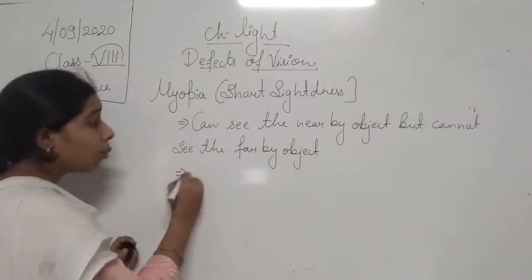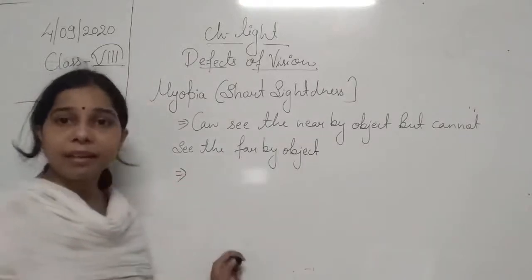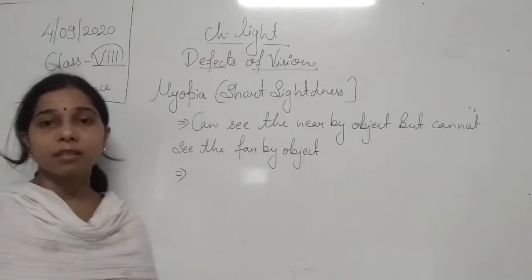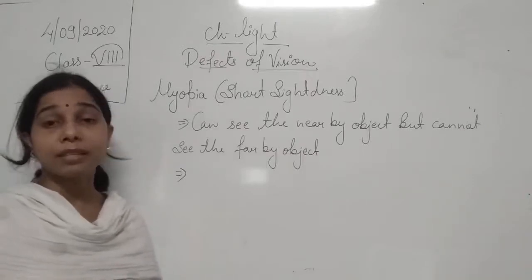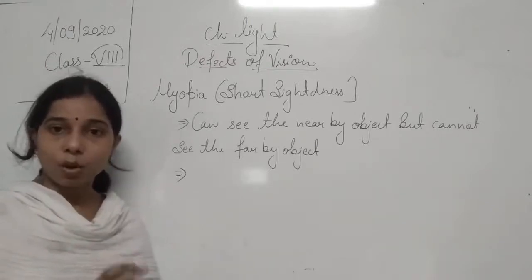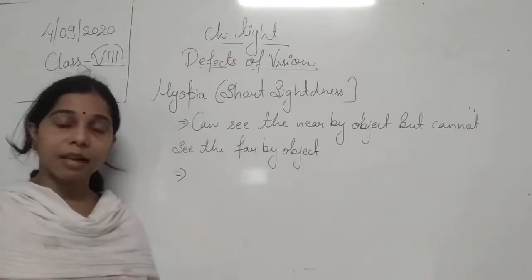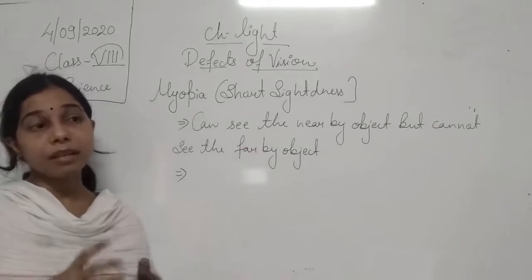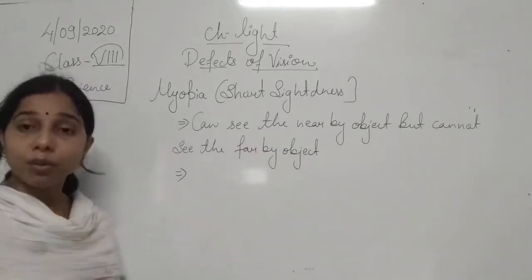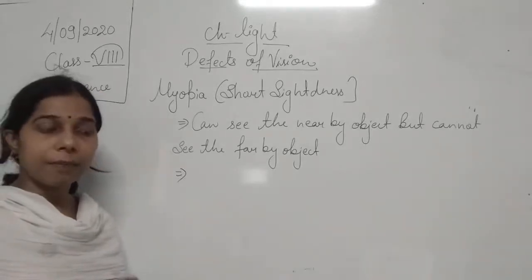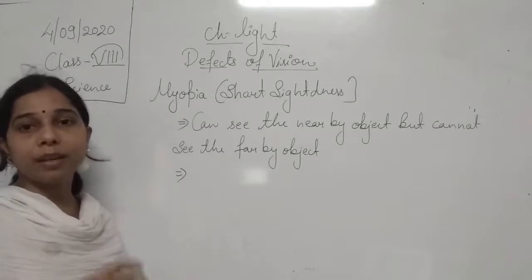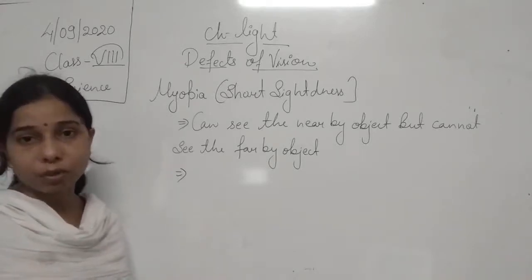Now basically why does it happen, students? It happens because of the ciliary muscles. The ciliary muscles which are present in our eye, basically their responsibility is to adjust the lens. It helps in the contraction and relaxation of the lens, due to which it allows the entry of the light.